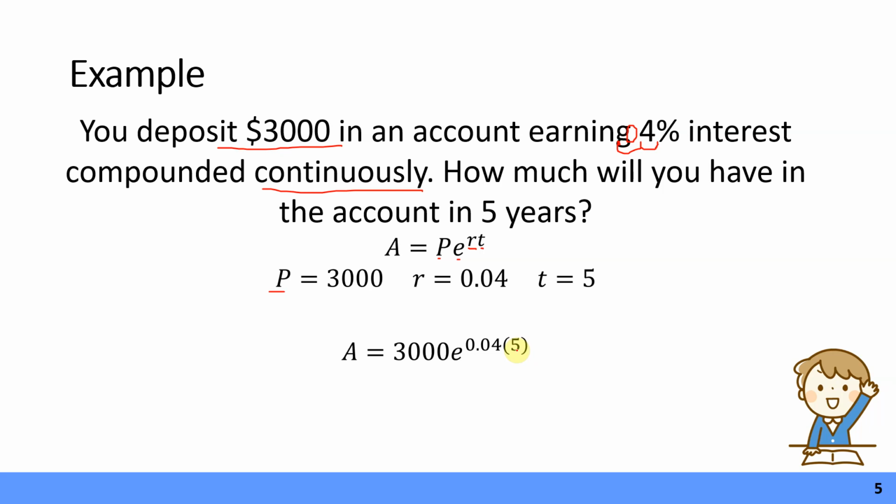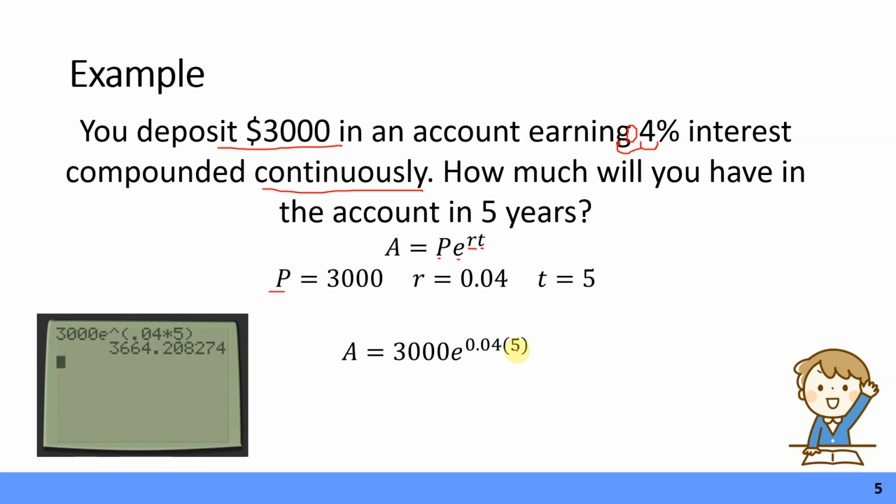You cannot round, you cannot do a little piece at a time. You just have to put the whole thing in the calculator. So I went ahead and did that, and I can show you how I did it here. So again, I put the 3,000. Your calculator has this little button with the e raised to the power. If you cannot find that button, let me know. But again, it's in there.